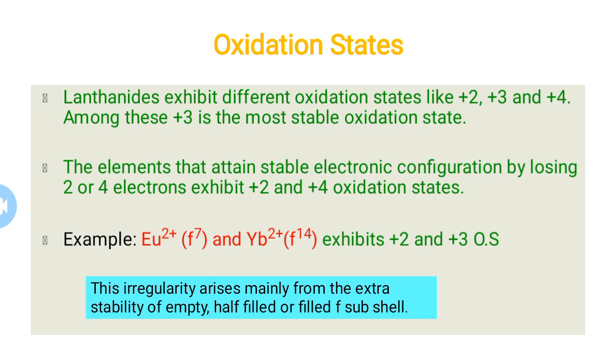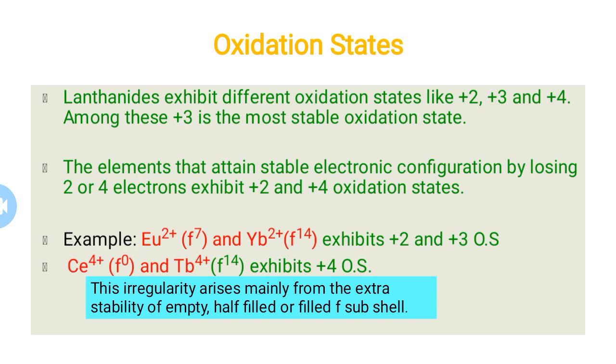Okay, so ytterbium and europium show the +2 oxidation state because of half-filled and completely filled configurations. Similarly, cerium shows 4+. Cerium 4+ means four electrons are lost from the outermost shell, becoming f0, which is empty, for stability purposes. The +3 converts to +4.